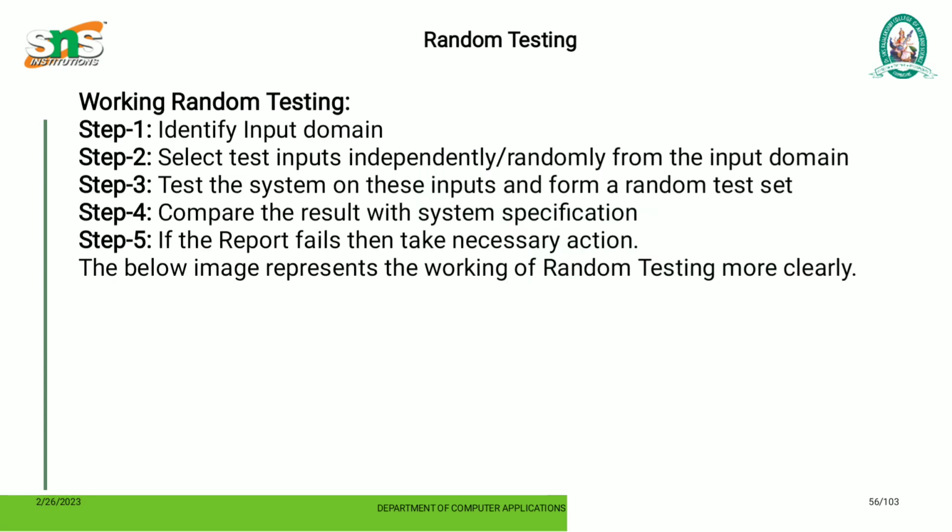How does it work? We'll go through the steps. Identify input domains, select test inputs independently and randomly from the input domain, test the system on these inputs and form a random test set. Compare the result with the system specification. If the test fails, then take the necessary actions. The image below represents the working of random testing more clearly.